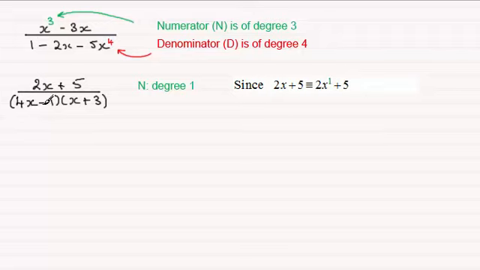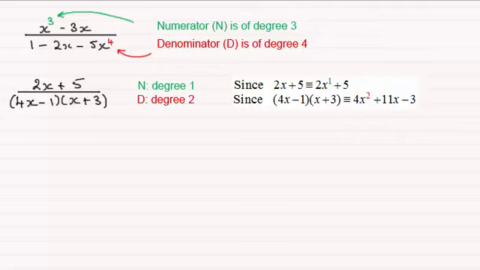And what do you think the degree of the denominator is going to be? Well, if you were to expand out the two brackets, then what you would get is a quadratic: 4x squared plus 11x minus 3. So you can see here the highest power is 2. So the denominator is going to be of degree 2. So hopefully you got the idea then what we mean by degree.